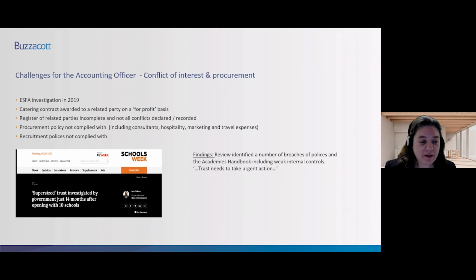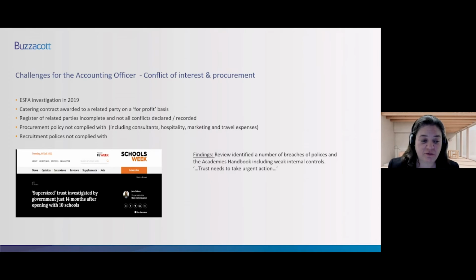This case study comes from an ESFA investigation a few years ago now, and it is one where pretty much everything that could have gone wrong with conflicts of interest and procurement did go wrong. So it's a good way to bring up a lot of different issues and examples. Where this started was from an ESFA tip-off. We don't know from whom, possibly a member of staff or a parent or anybody, who knows.